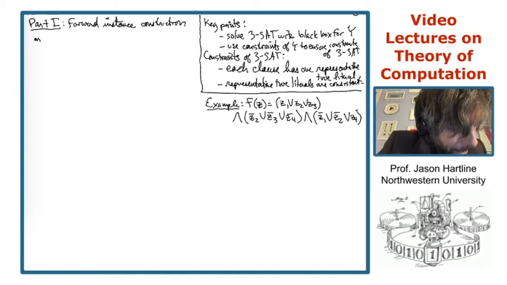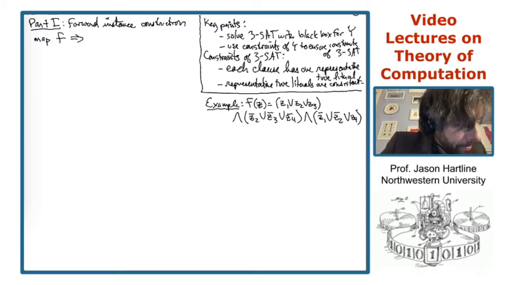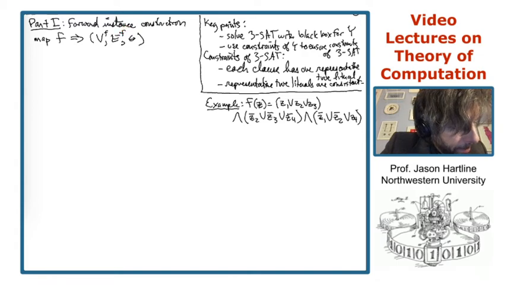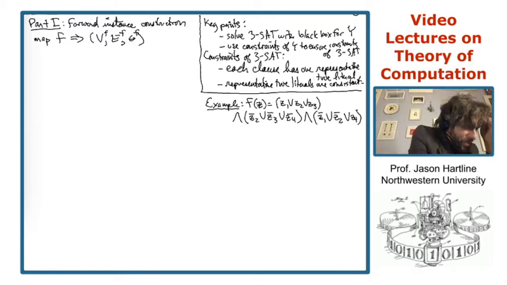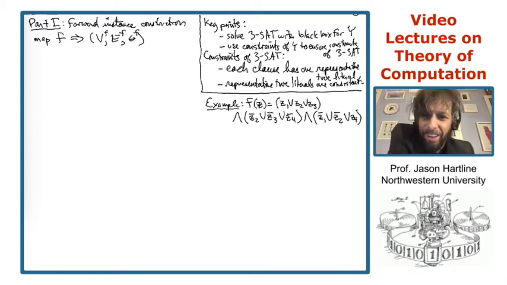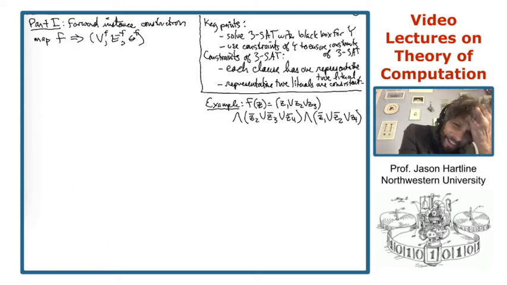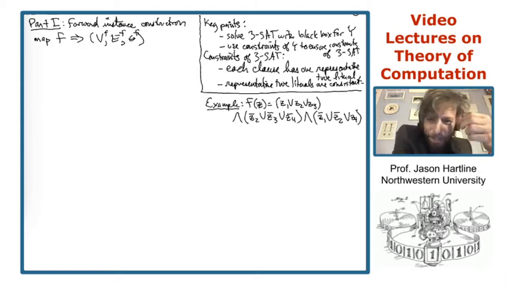Okay, so I am trying to map a 3-SAT instance F to an independent set instance V, E, and theta. And I'm going to write little f's on these to say that they are coming from my 3-SAT instance F. Okay, cool. And I wrote an example down here because it's helpful to walk through an example first before we start actually doing anything. So we want to use the constraints of independent set to ensure the constraints of 3-SAT.